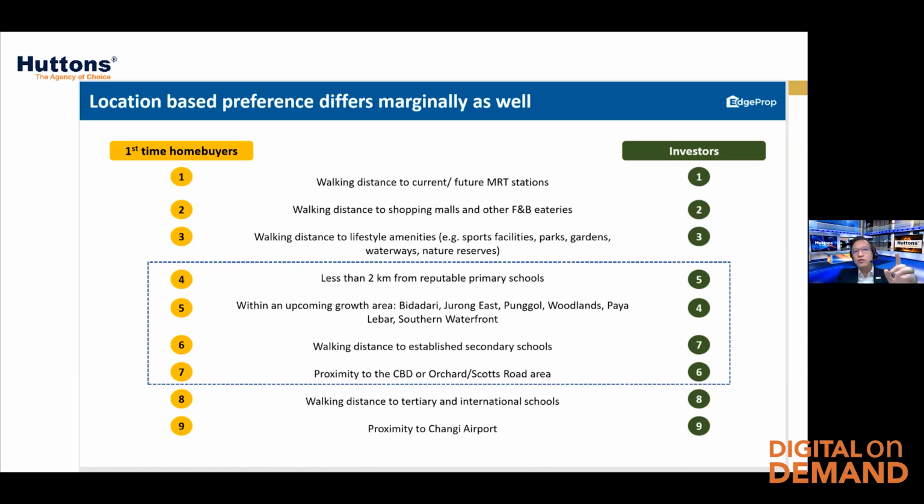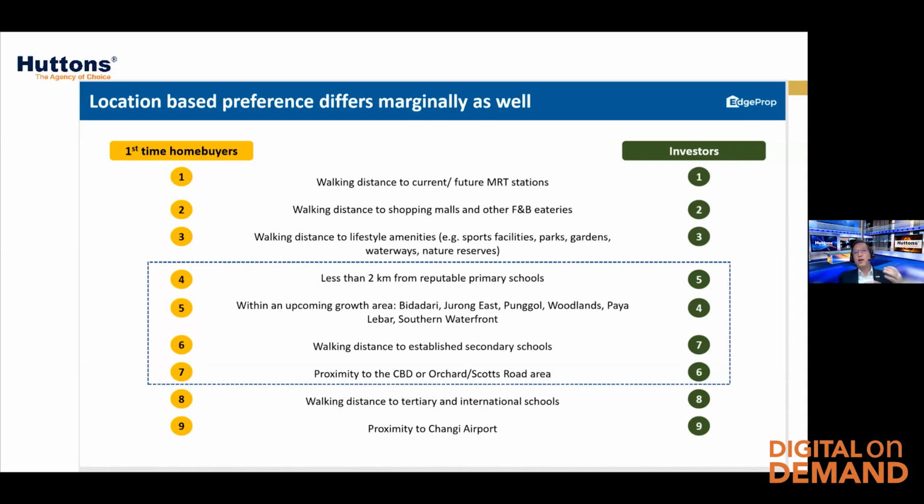Okay. However, if you start to realize something, the first time home buyer's fourth top priority differs slightly from the investor. For investors, they are looking into the master plan. Is this particular location a possibility of having a potential upside as a whole? For example, the Greater Southern Waterfront. So the properties over at the Greater Southern Waterfront will have a greater potential because of what potentially is going to happen over there, right?